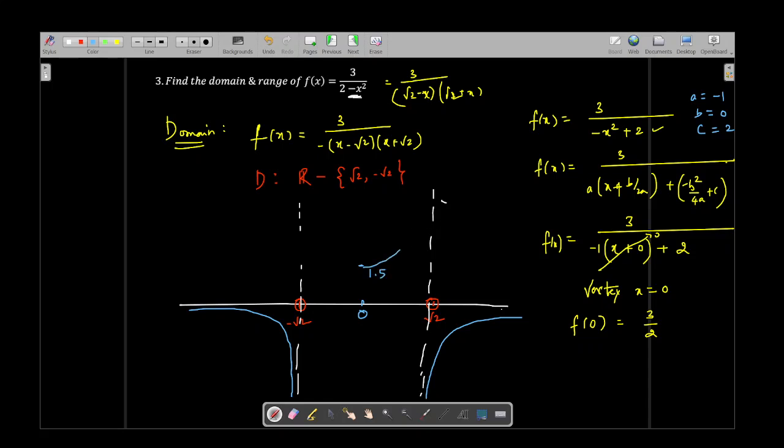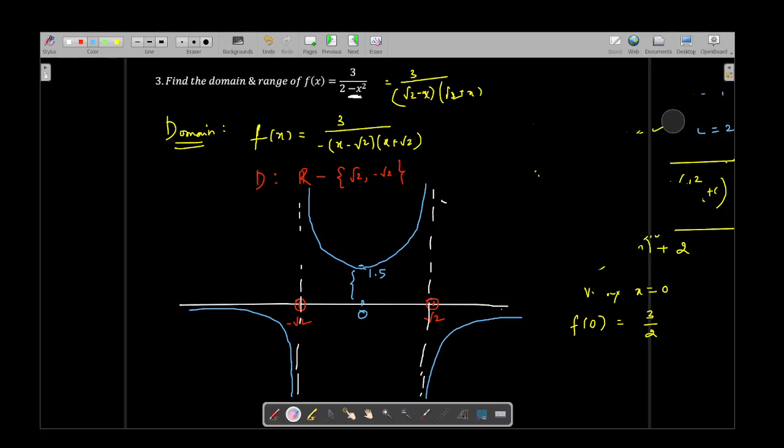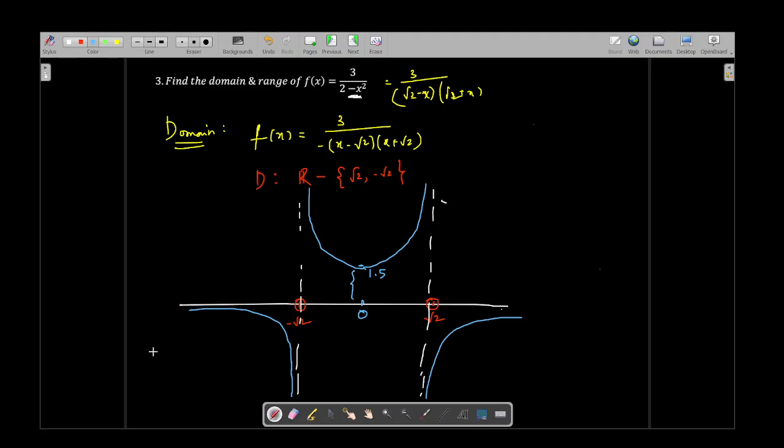So from here, it goes to infinity like this, and it goes to infinity like this. So it will not cover this interval of y. So the range of this function is from minus infinity up to 0, union 1.5 included, 1.5 to infinity.